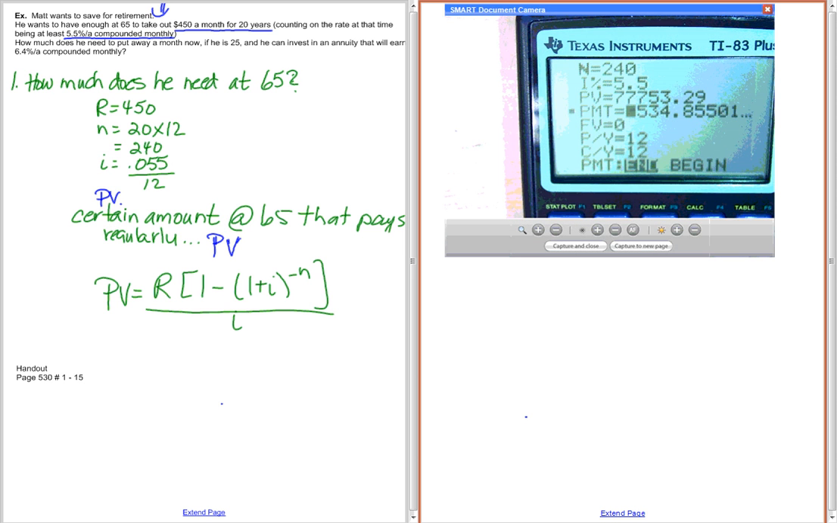I have a review sheet I'd like you to do with your partner where you're not going to do the problems, you're just going to read them and determine whether you have a present value or a future value problem, and if you're solving for R or specifically A or PV. Then some textbook questions would be good.